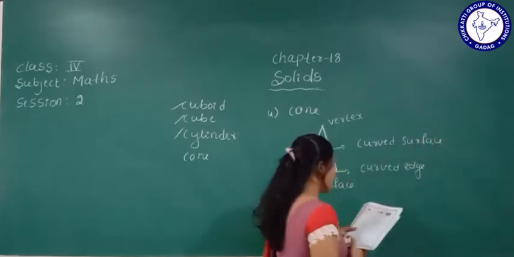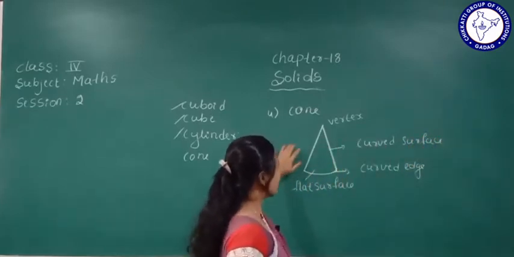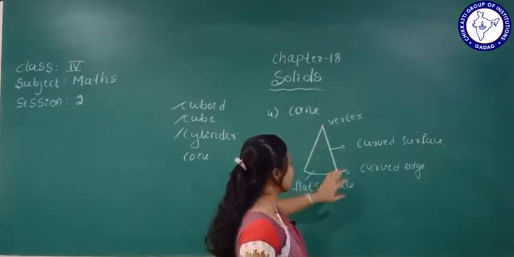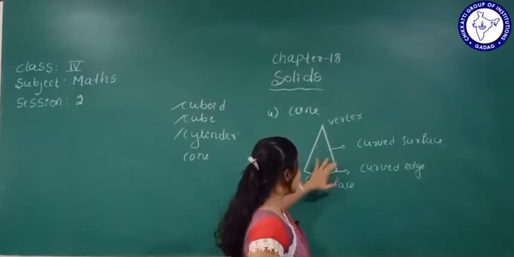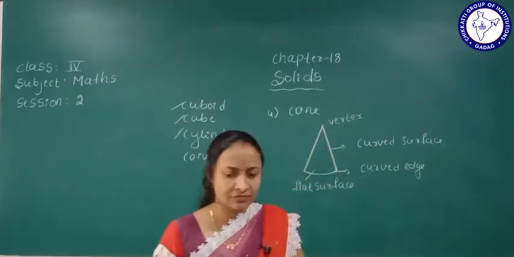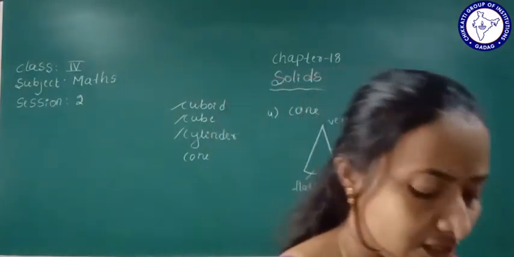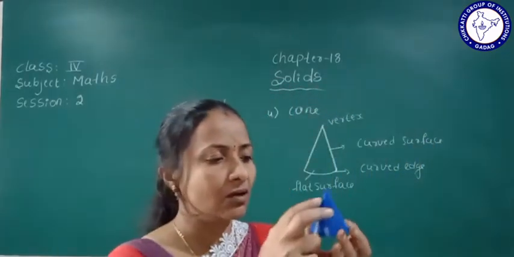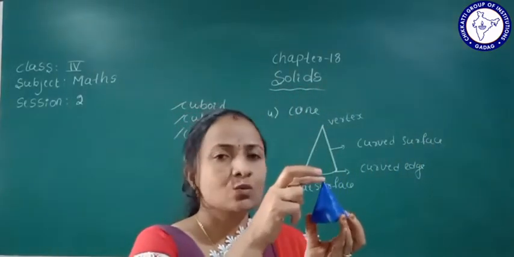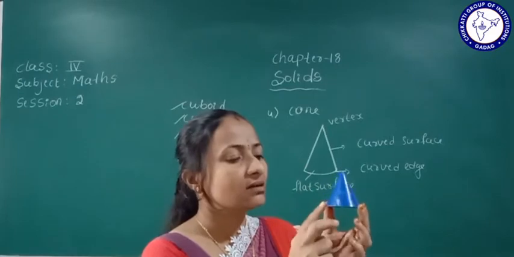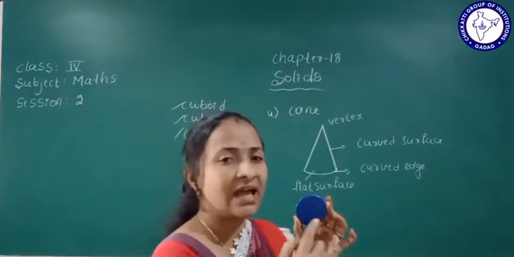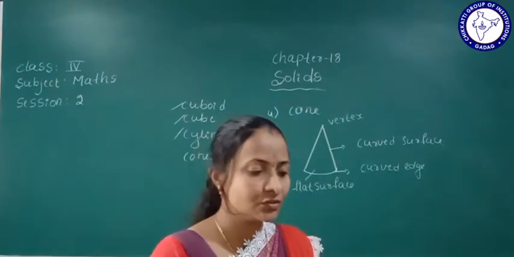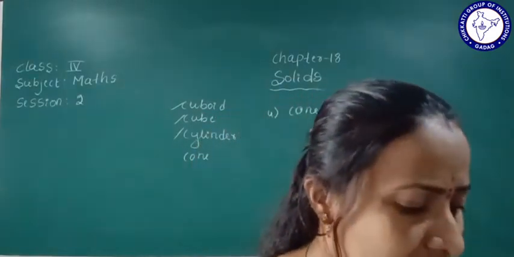Yes. So this is a what? Cone. So this is a vertex, curved edge, then flat surface. So this we can call a curved surface. Okay, we can see in this figure, this is the curved surface. So this is the vertex. So this is a curved edge. This is a plane surface. It means here a flat surface. Okay, understood? Okay. Here see students.